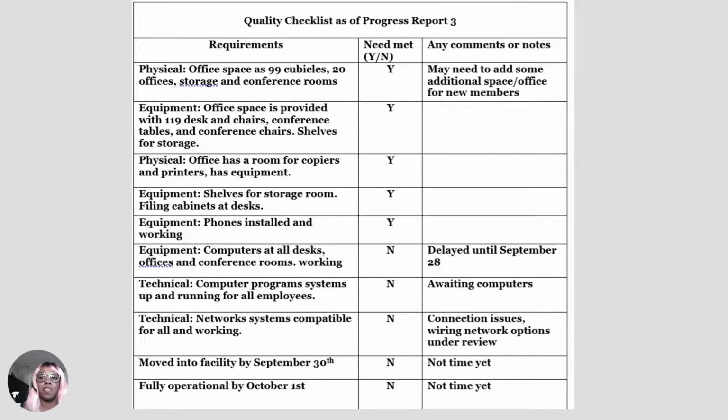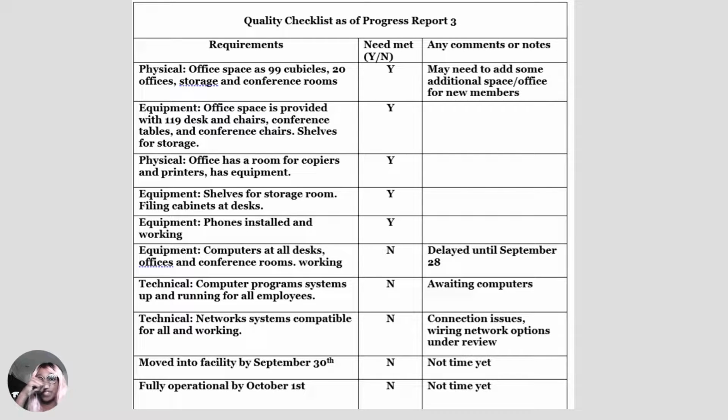For this slide, I will be sharing with you our quality checklist for our Progress Report 3. Our quality checklist is a less detailed but more timeline version of the work breakdown structure that was introduced in our previous Progress Report. Here we have a checklist to help ensure that we stay focused and on time to complete the next phase of our project and to ensure that everything is completed and we are able to move in by October 1st.